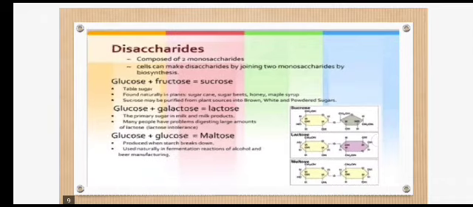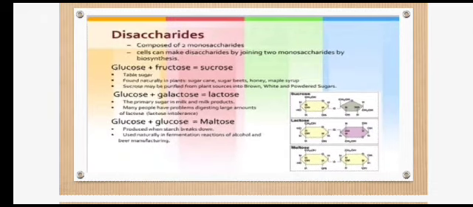A disaccharide is composed of two monosaccharide units. Cells can make disaccharides by joining two monosaccharides by biosynthesis. Glucose plus fructose combine to form sucrose. Glucose plus galactose combine to form lactose, and glucose plus glucose, meaning two units of glucose, combine to form maltose.